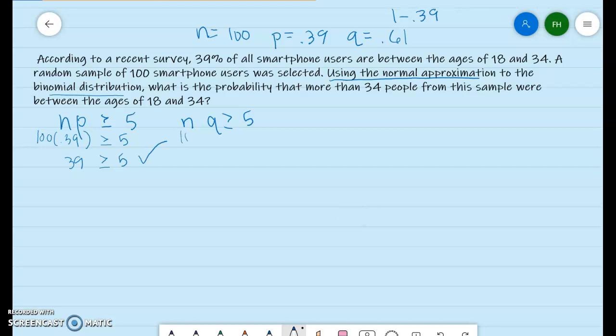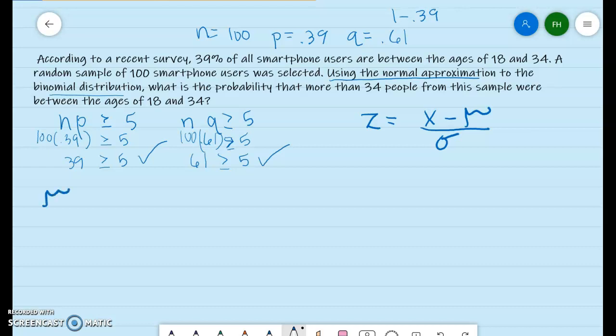Let's check the second one. 100, of course, times 0.61 is going to be greater than or equal to 5. So that one also meets the requirement. So that is how you check to see if you can use the normal distribution. So before we can use the normal distribution to get the z-score, remember the z-score is x minus the mean divided by the standard deviation. So we have to know the standard deviation and the mean.